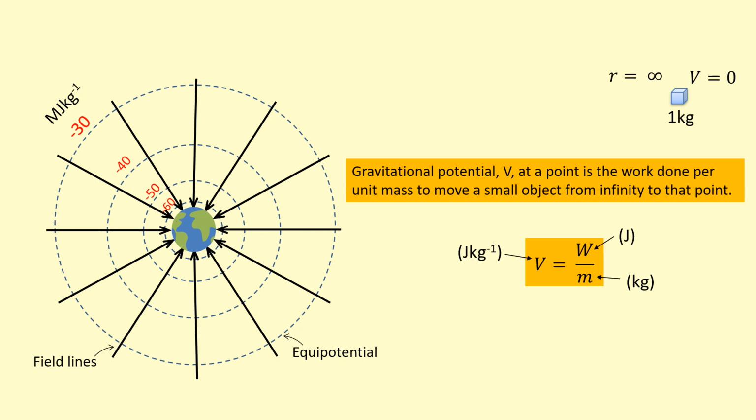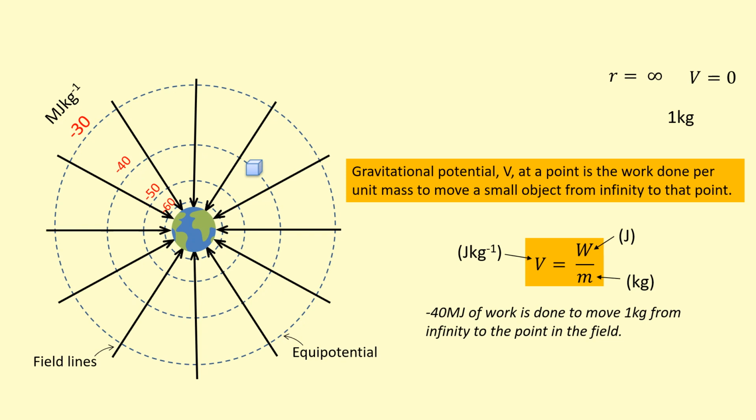Okay, so gravitational potential will be the work that you need to do in almost pushing this object, if you think about it that way, to bring this unit mass to a point in the field. So imagine we move it to this point here. So that's minus 40 megajoules per kilogram. A gravitational potential of minus 40 megajoules per kilogram would be the work that needs to be done to move 1 kilogram from infinity to that point. Let's say I wanted to move it closer, then in that case, the work done would be minus 50 megajoules per kilogram to move from infinity to that point.